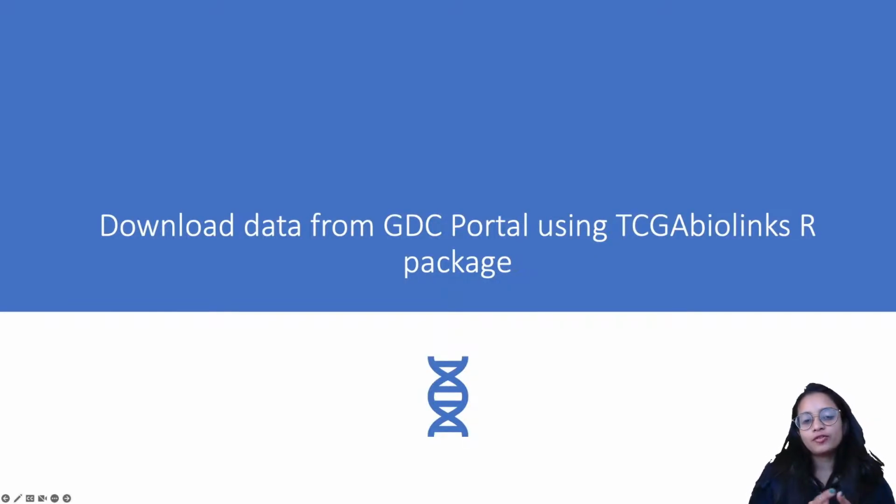So in this video, we are going to talk about downloading data from GDC Portal using an R package called TCGAbiolinks. And if you haven't heard of any of these terms, we are going to talk about each of these terms in further detail and talk about what is the use of this portal, what data we can access from this portal, and how we can download this data into R, and what we are going to do with this data in R in this video.